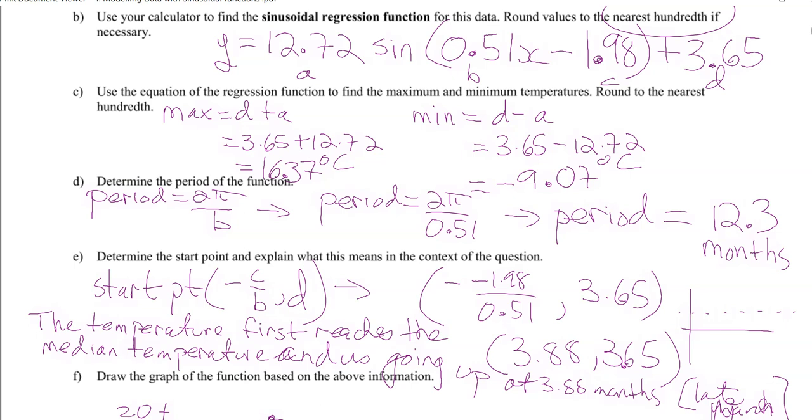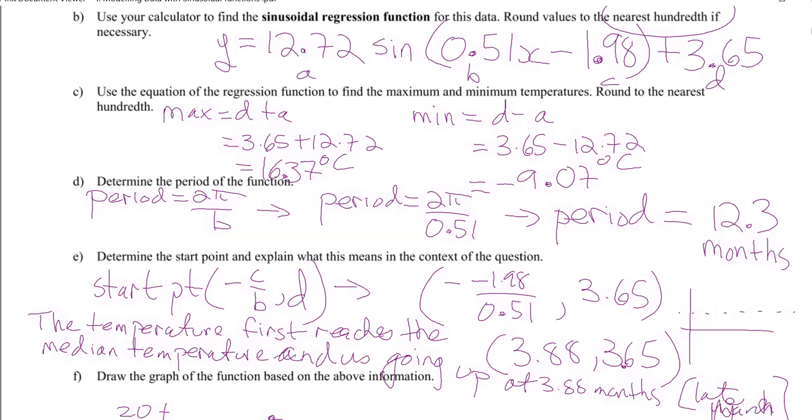The period is 2 pi divided by B. The period is in months, so whatever unit, right? The max and min are in degrees Celsius. If it's tides, max and min are a Ferris wheel. You've got height in meters versus time in minutes or time in seconds or whatever. The start point, negative C over B, is when we first reach the median value and the curve is rising. The curve is going up.